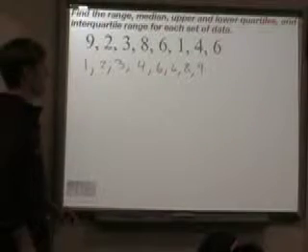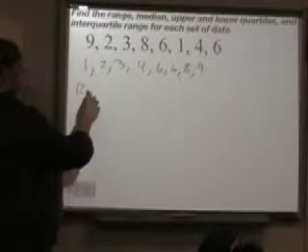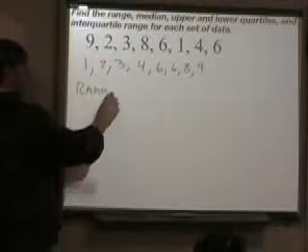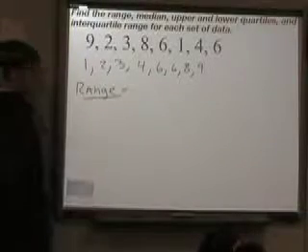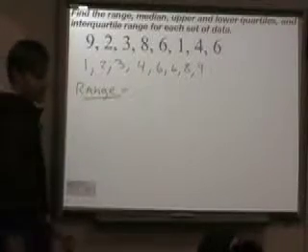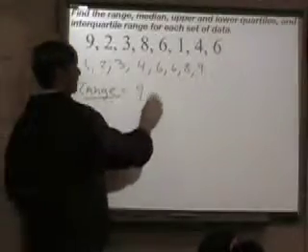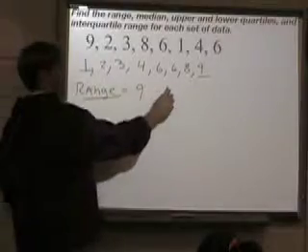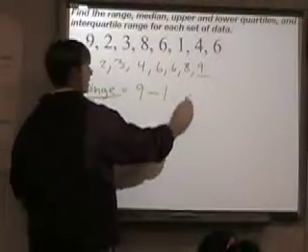The next step is to find the range. Now, LA, what's the range? Range is the biggest minus the least. So Natalia, what's the biggest minus the least? 8. Good. 9 is the biggest, 1 is the least. 9 minus 1 equals 8.